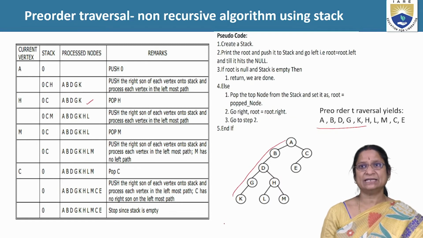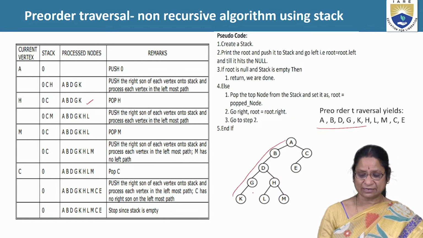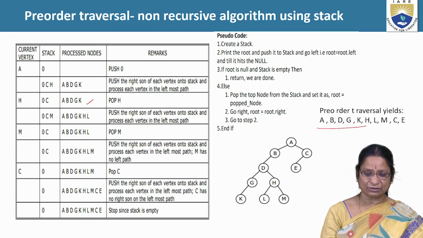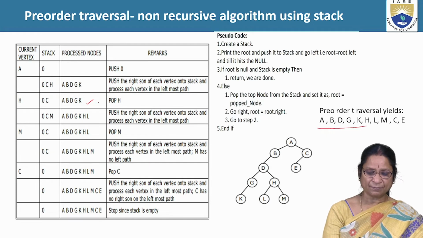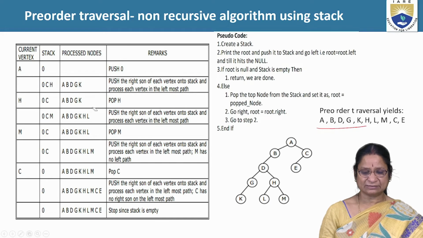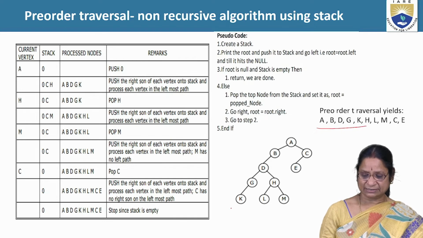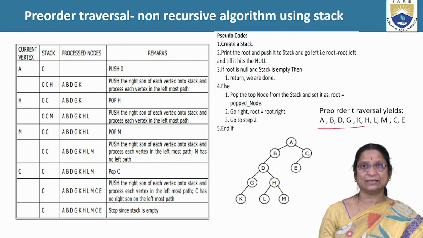That means K's child is null. So if it is null, what are we supposed to do? Is the stack empty? No, the stack is non-empty. So that's why we have to pop a node from the stack. Which node are we going to pop? The node H is going to be popped from the stack, because, as we are updating this, wherever a right child is there, we push it into the stack.